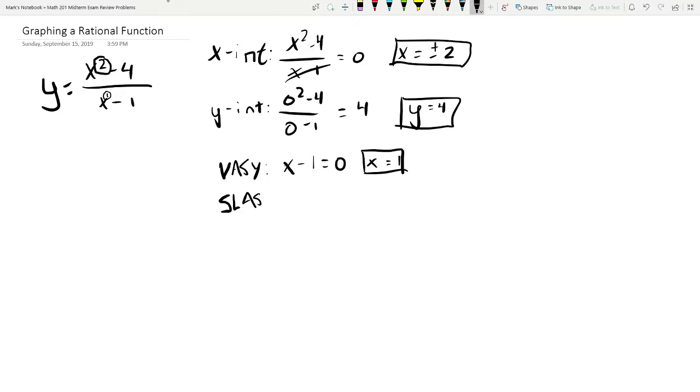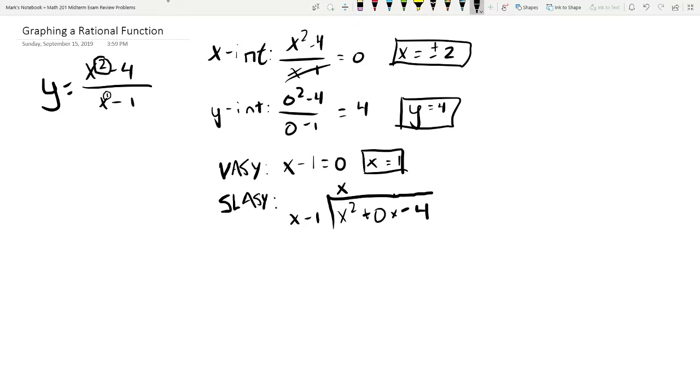So here we're going to have a slant asymptote, and in order to figure out the slant asymptote, we actually have to divide these polynomials. So we're going to have to use polynomial long division. And because there's no x term, I'm just going to put a placeholder in here, 0x minus 4. Okay, so the question then is, how many times does x go into x squared? And that would be x times.